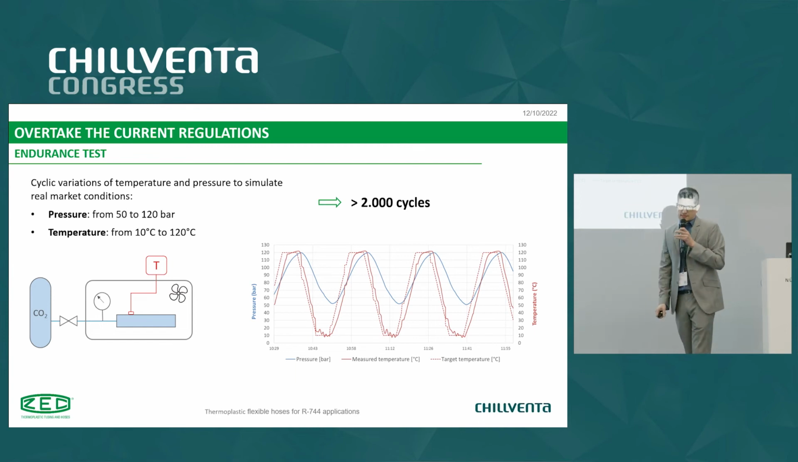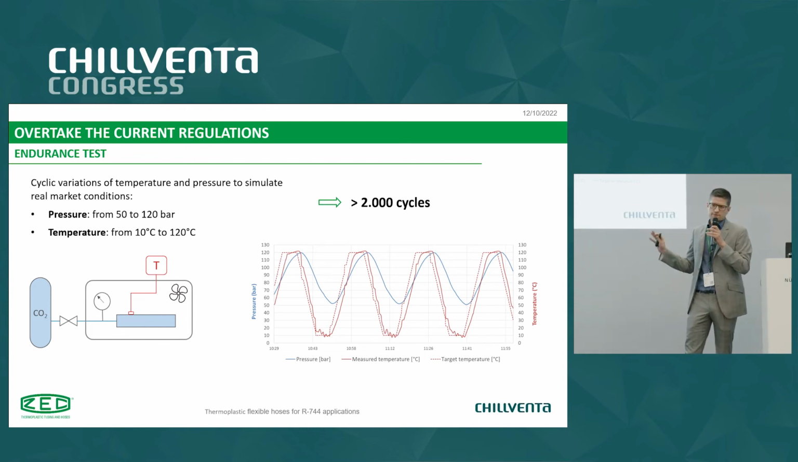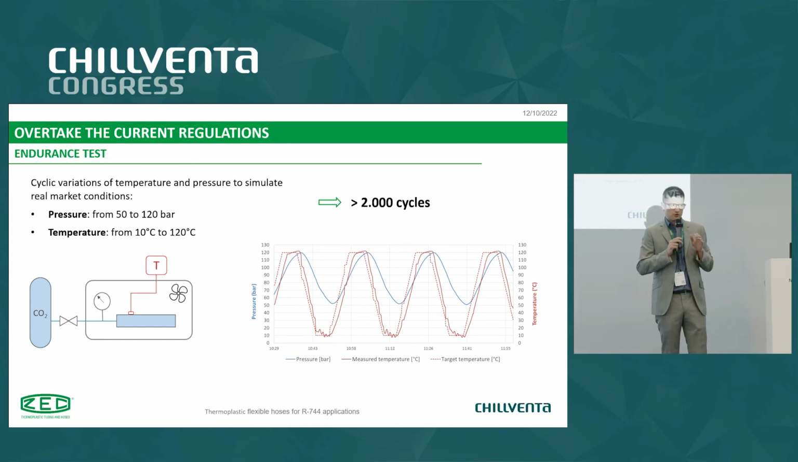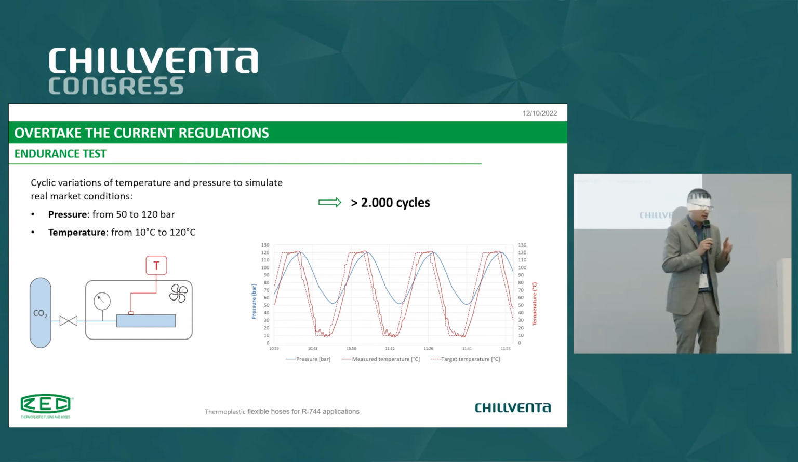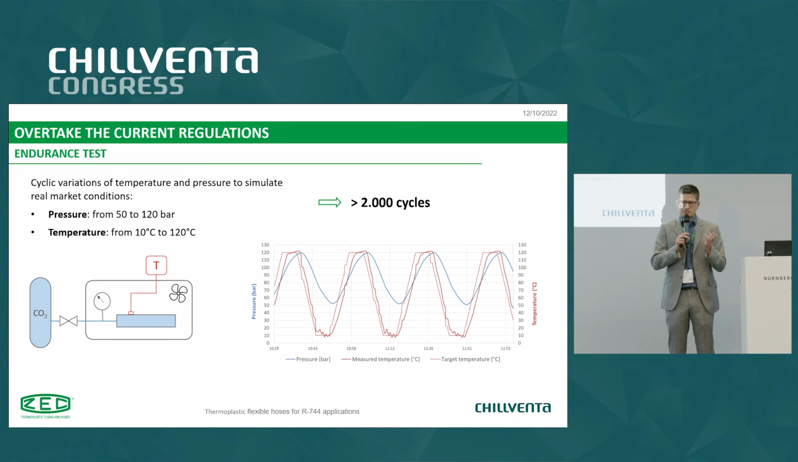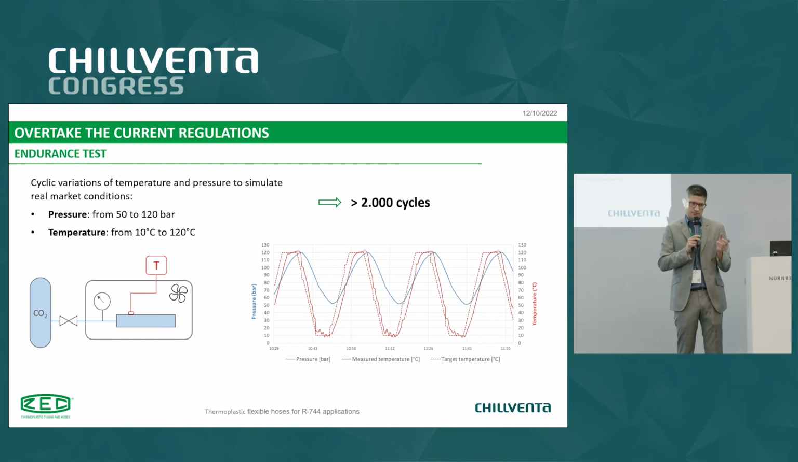this one is the endurance test. It's a new requirement for this product. The standard does not take care about endurance tests, but when we started to develop hoses for CO2, we thought about how we can be sure to give to the market a really reliable product. And so what is the weak point of the plastic? The plastic changes its features when you warm the plastic and when you cool the plastic, because the mechanical features of the plastic change as a function of the temperature. So the key point is to try to simulate the real market condition.